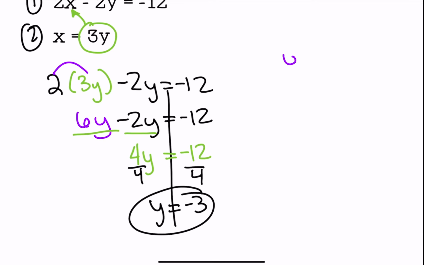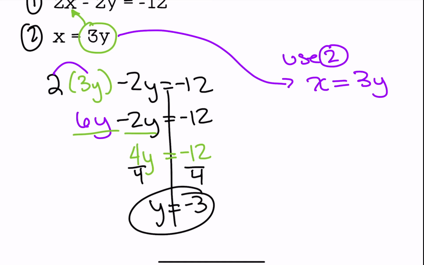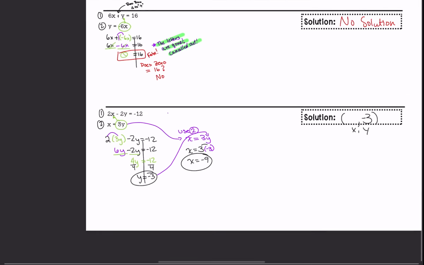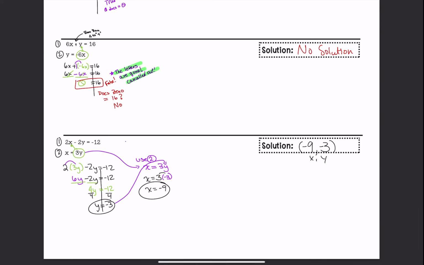So what I'm going to do is use the second equation because it already says x equals stuff. I'm going to take this y equals negative 3 and replace it. So we got x equals 3 times negative 3, and I can do math. 3 times negative 3 is negative 9. So x's number is negative 9. And there we go. That's our answer. So go ahead and do your homework. This is the end of the notes, and I'll see you next time.